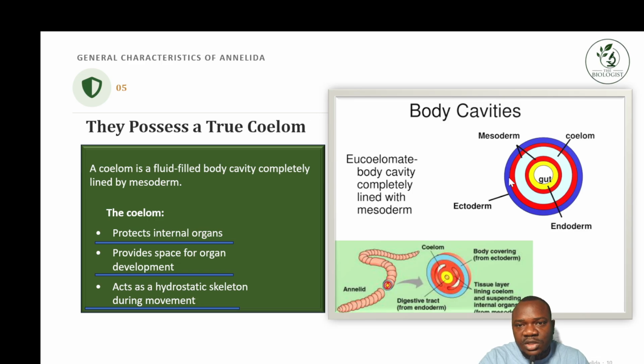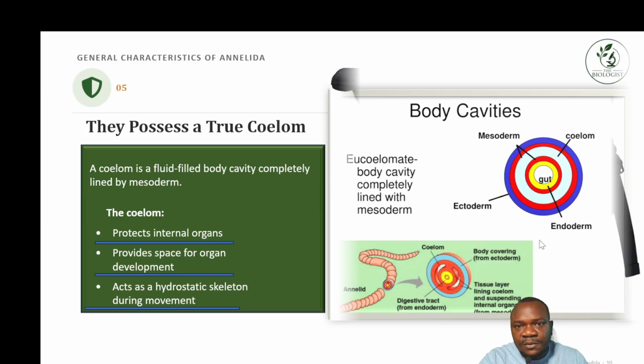This is where the coelom is located. They have a mesoderm, ectoderm, and endoderm. Now you can see how the coelom looks. It's a fluid-like cavity which is found within the species.